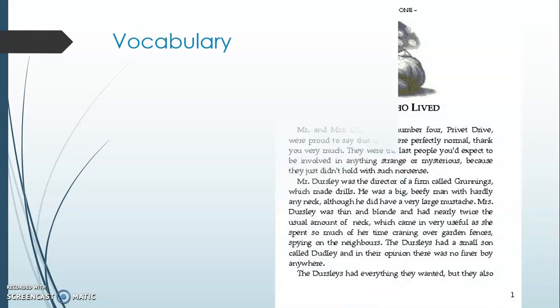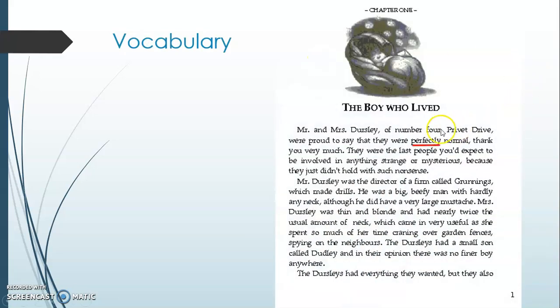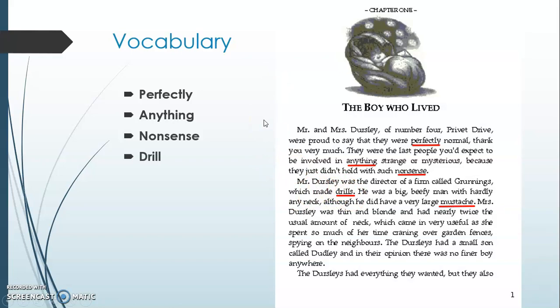Now, finally, guys, let's speak about vocabulary, and we have some fun vocabulary here. So we have perfectly, okay, perfectly. We have anything. We have nonsense. That's a fun word. I love this word, nonsense. You have to check the meaning of nonsense in your dictionary. We have rears, okay. We have mustache. We have useful. We have neighbor. This is in plural and really is in plural, you see? So I put it in here in singular. And finally we have anywhere.